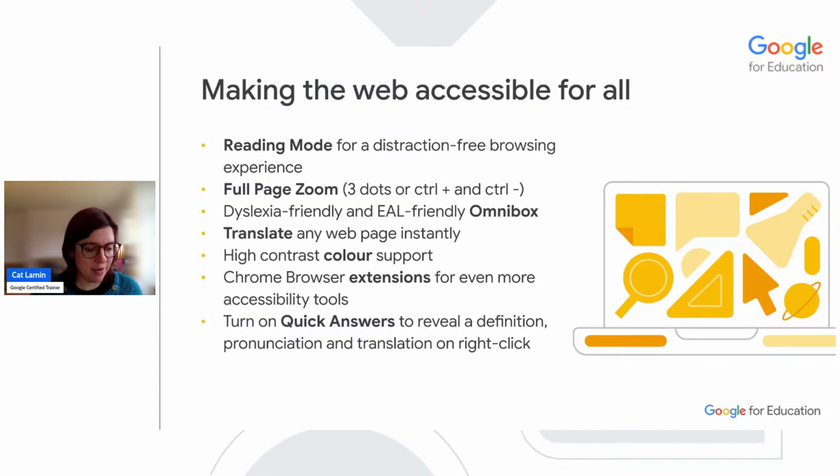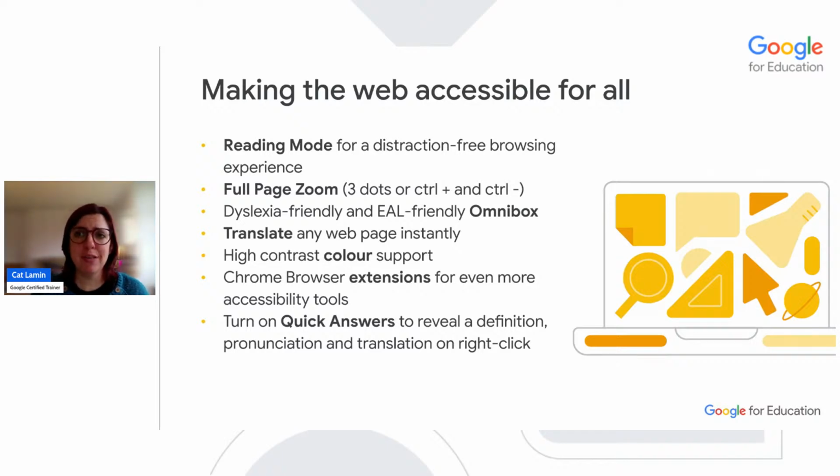Obviously, we add the little coder. Make sure you check that what you're adding on is useful and used by other people. If an extension has only one user, the chances are it might not be legit. And then also built into Chrome browser is something called quick answers. So you can right click on a word and it will give you definition, pronunciation, and translation. And that quick answers tool needs to be turned on.